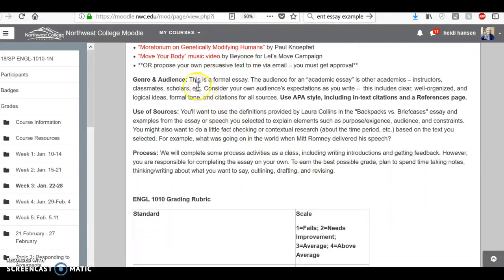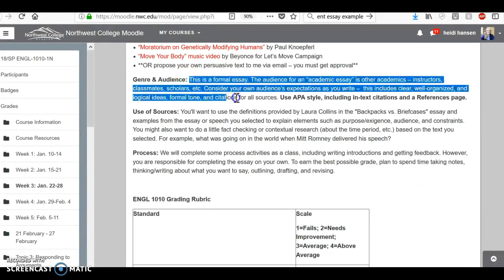So some other details to consider are your own audience for writing the paper. Your audience for this paper is essentially an academic audience. That means me, your classmates, other scholars, is who you should have in mind as who you're writing to. That means you want to think about what our expectations are for a good paper. We expect to see something that's clear, well organized, has logical ideas and a formal tone, and citations for all of the sources.